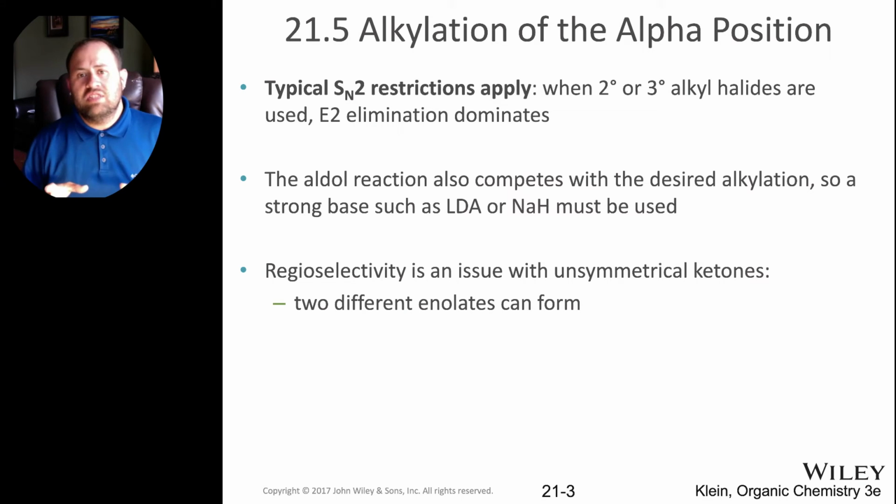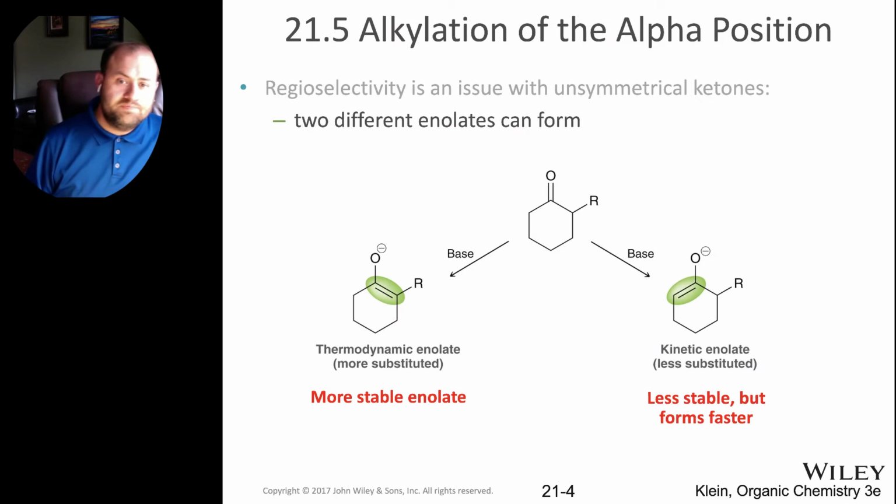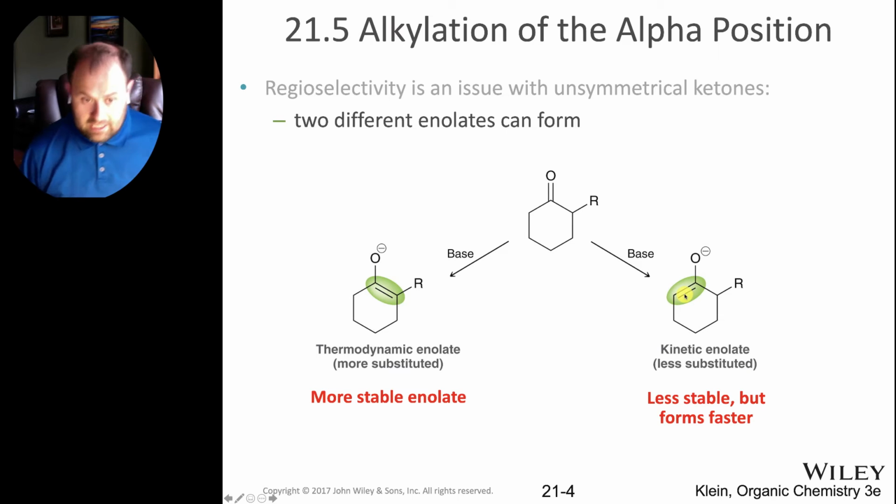There is a regioselectivity issue that we also have to consider if we're dealing with unsymmetrical ketones, and that is two different enolates can form. So when you have an unsymmetric ketone, you can form the more substituted enolate. We're doing the resonance form of the enolate where the negative charge is on the oxygen, we're looking at that form to compare. And so you've got the more substituted enolate and then the least substituted enolate.